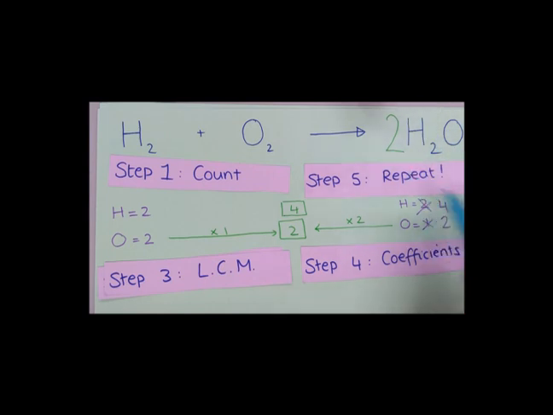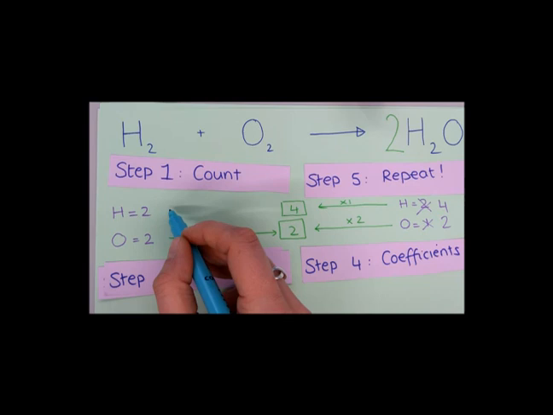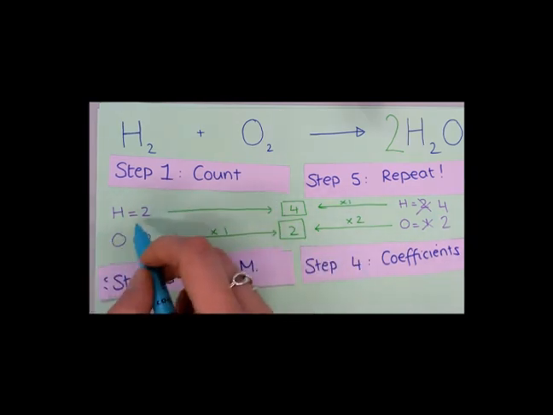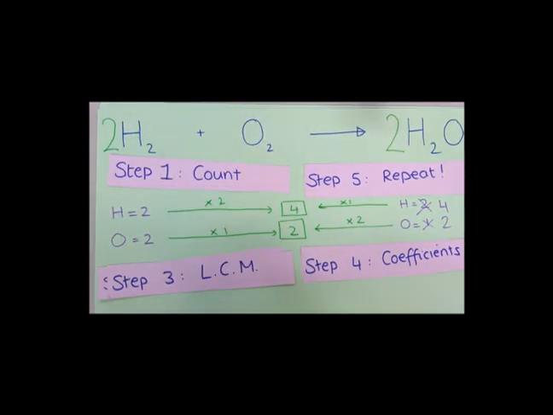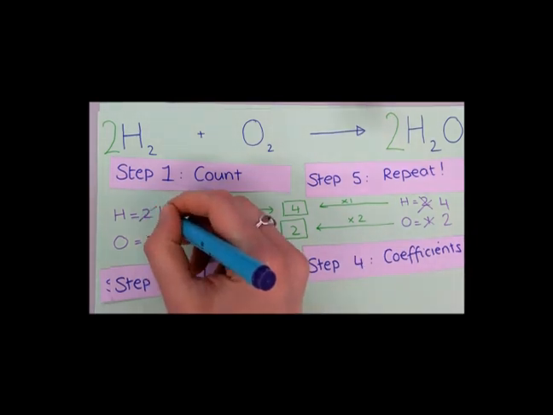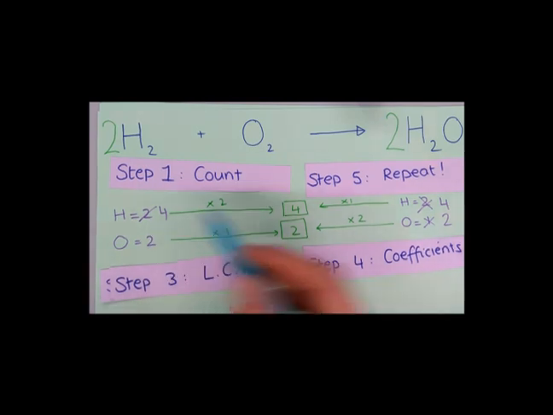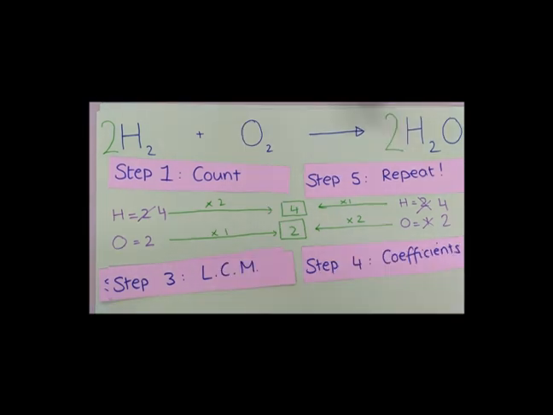Here I've already got 4 hydrogen atoms, so I don't need to do anything. Here I need twice as many, times 2. So this times 2 goes in front. That's the only place I'm allowed to write numbers. And then remember, my fifth step is repeat. So count it all up again. I've now got 4 hydrogen to go with my 2 oxygen and 4 hydrogen to go with my 2 oxygen. We are balanced. If you think you've got it, then great. If not, I'm going to look at a few more examples.